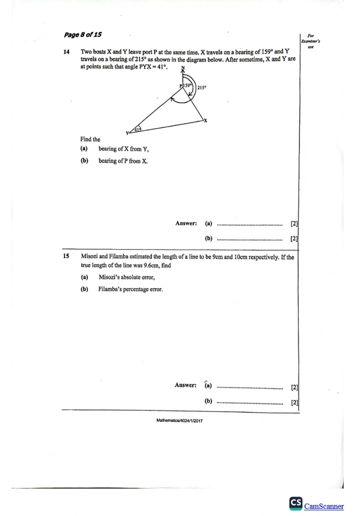Two boats X and Y leave spot P at the same time. X travels on a bearing of 159 degrees and Y travels on a bearing of 215 degrees as shown in the diagram below. After some time, X and Y are at points such that angle PYX is equal to 41 degrees. So the first step that we are going to do is draw vertical lines at each edge. So begin from here.